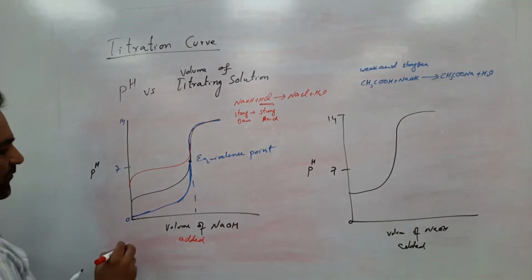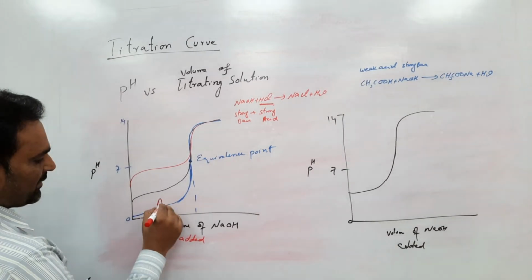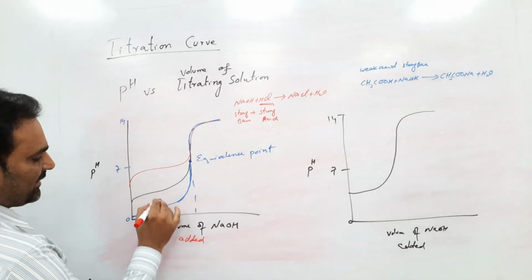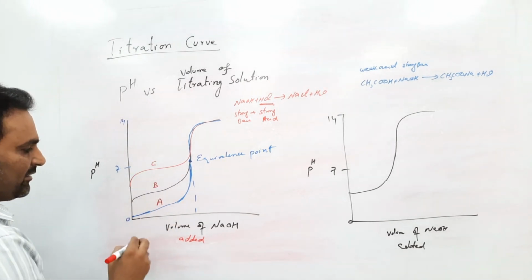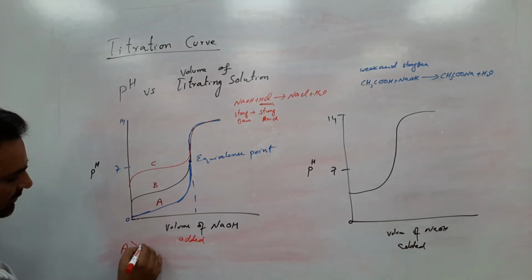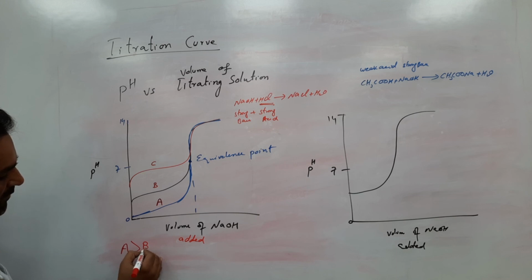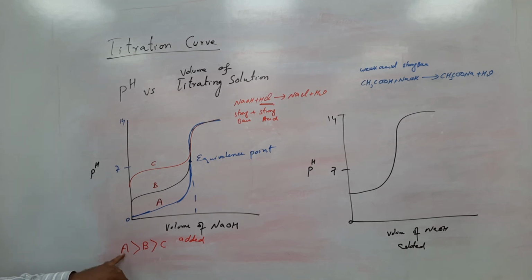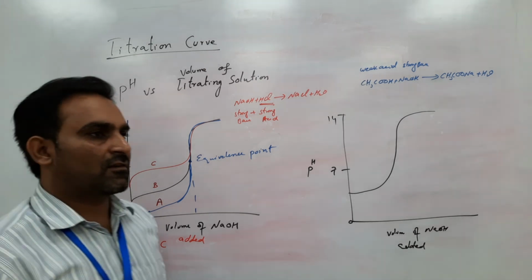Suppose this is acid A, this is acid B, this is acid C. From the curve you can see A is the strongest acid, B is weaker than A but stronger than C, whereas C is weaker than B. These are the titration curves.